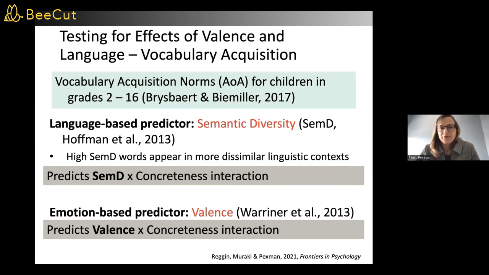The prediction from that language-based account is an interaction of semantic diversity and concreteness, so this should be particularly pronounced for abstract words. And then we were also able to test the emotion account, the affective embodiment account. We used data on valence for each of these words and examined the valence by concreteness interaction.